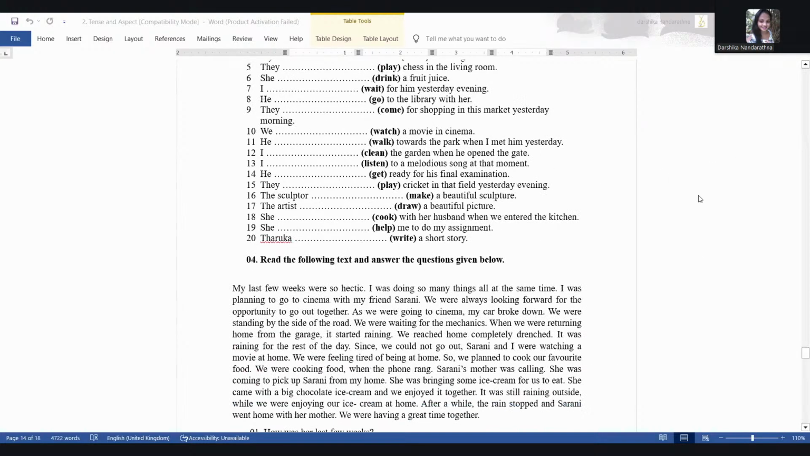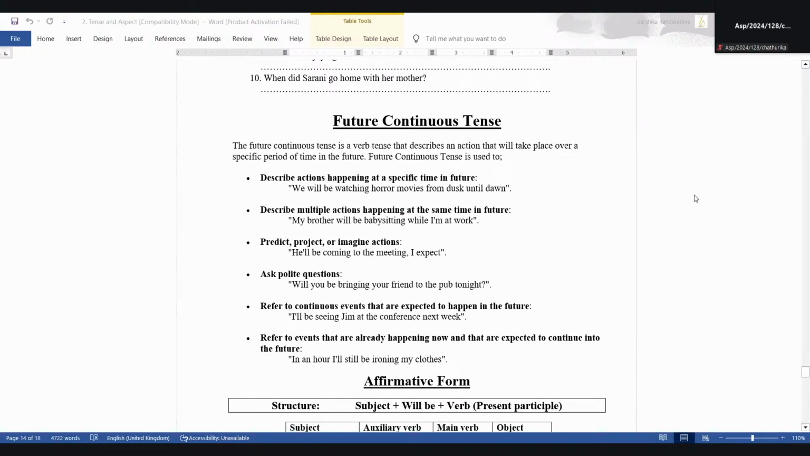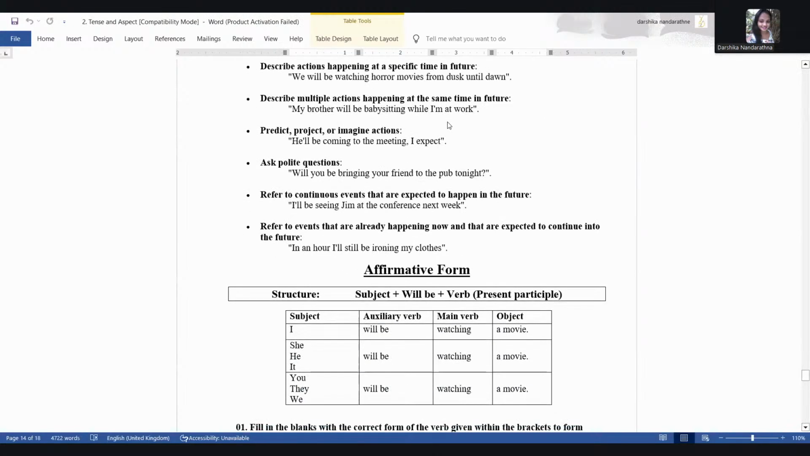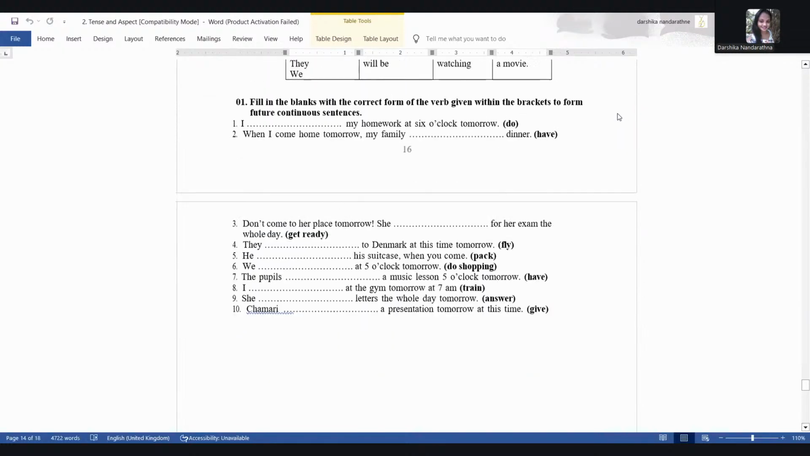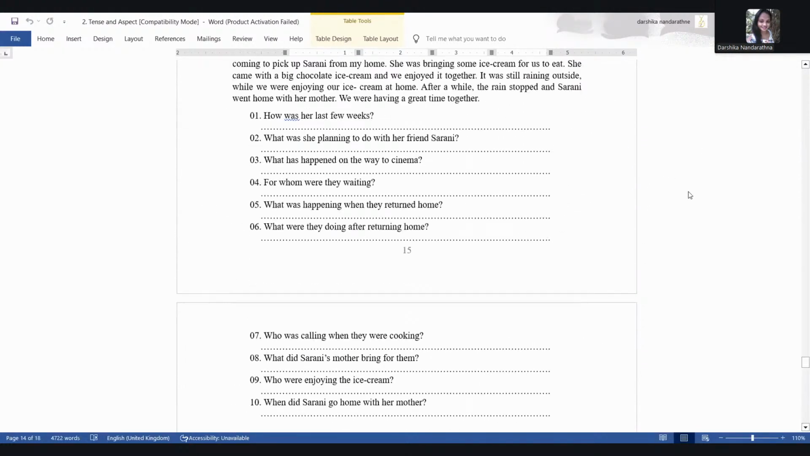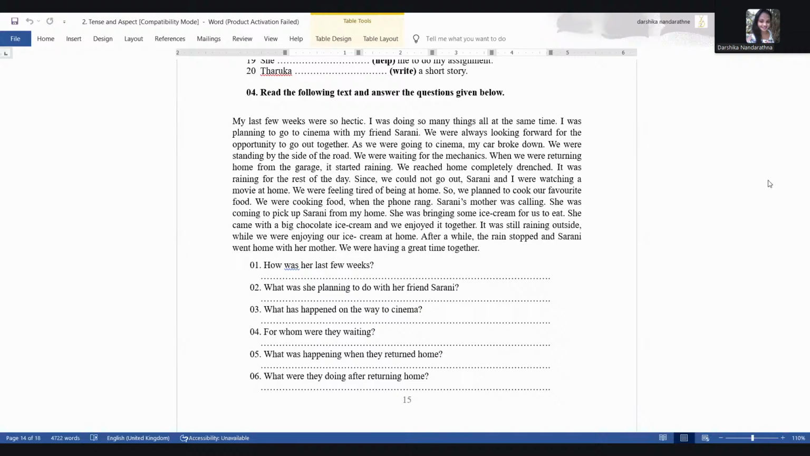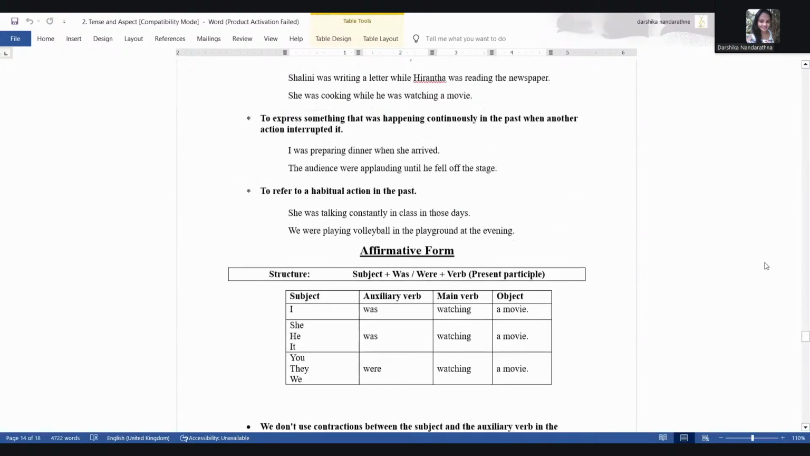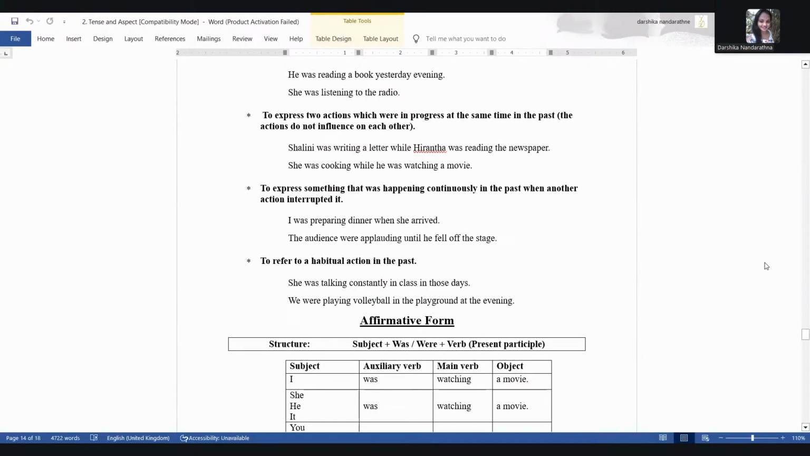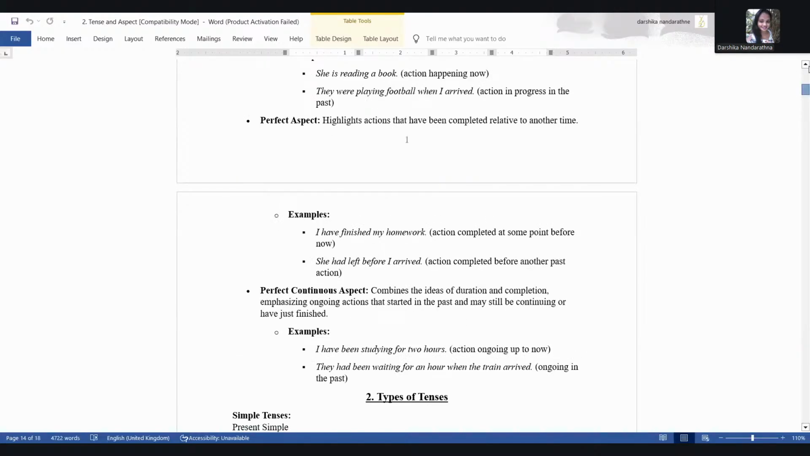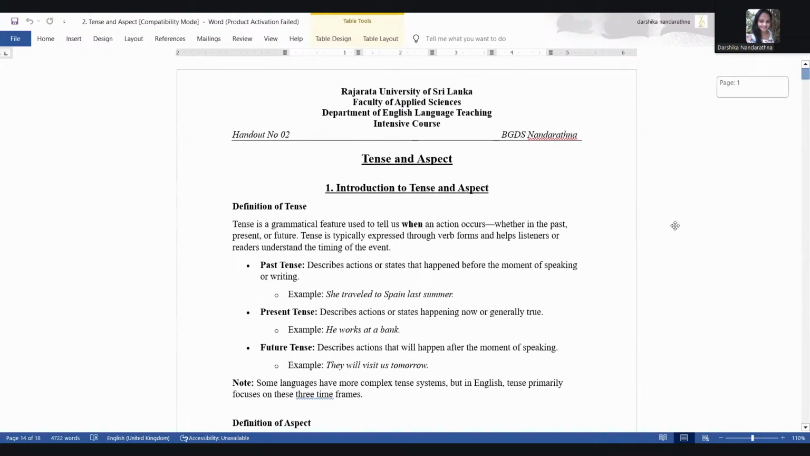Okay, so I think that will be enough for today, Bhute. I wanted to discuss about future continuous tense too, but today we don't have enough time. So let's discuss about future continuous tense on another day. Okay, today we discuss about simple past tense, simple future tense, present continuous tense, and future continuous tense. So, sorry, past continuous tense. If you have any questions from those areas, please ask before I wind up the session.